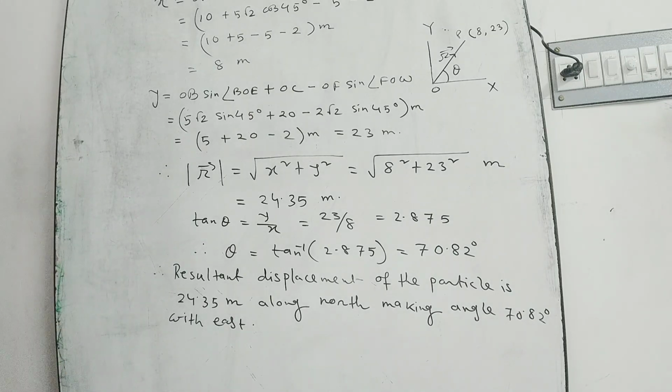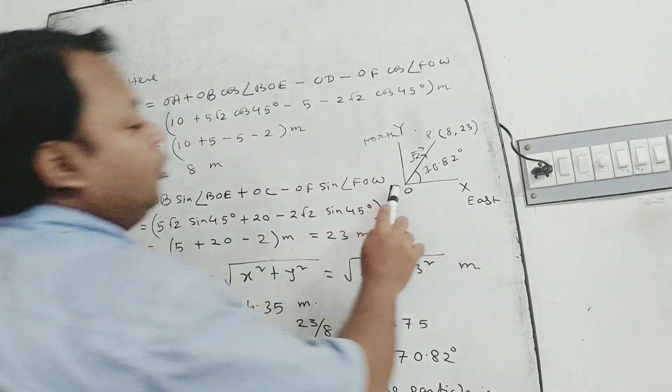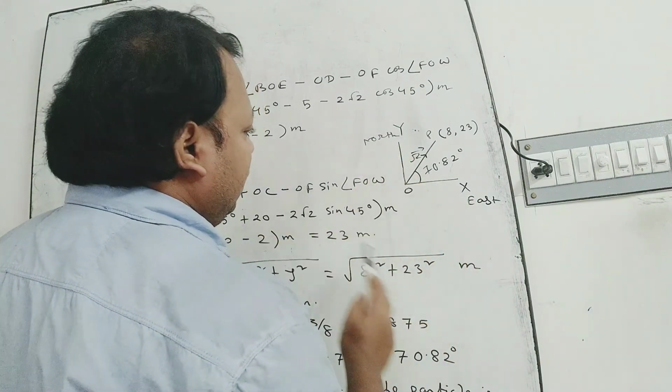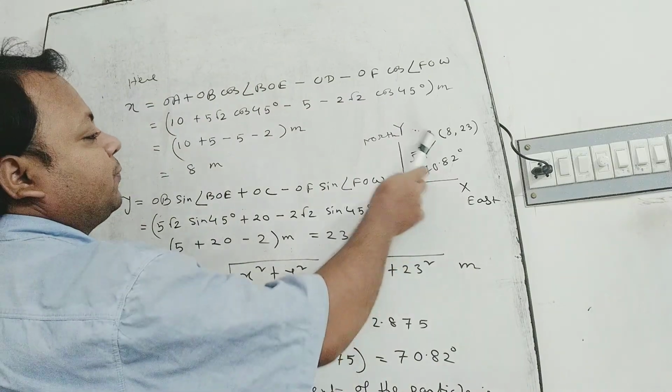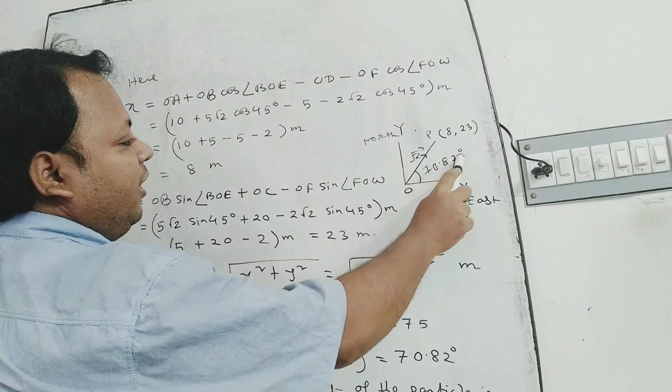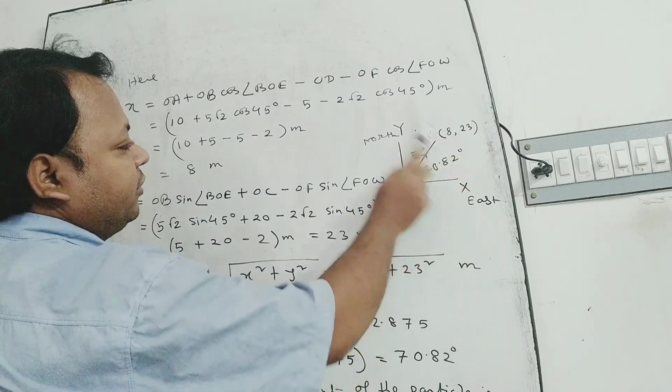Like this, we can solve many other problems related to the polygon theorem of vector addition. Since OX is along east direction and OY is along north direction, that's why we can say that the resultant displacement vector makes angle 70.82 degree with east towards north.